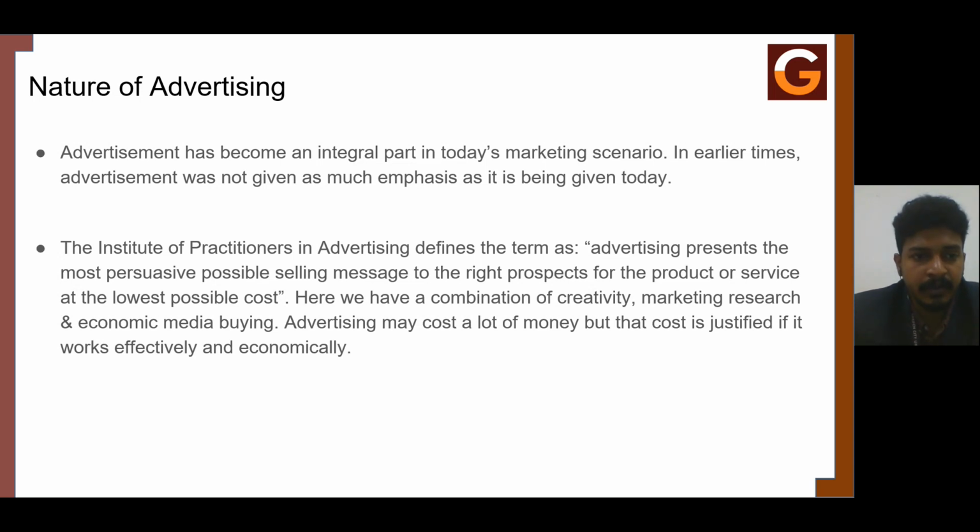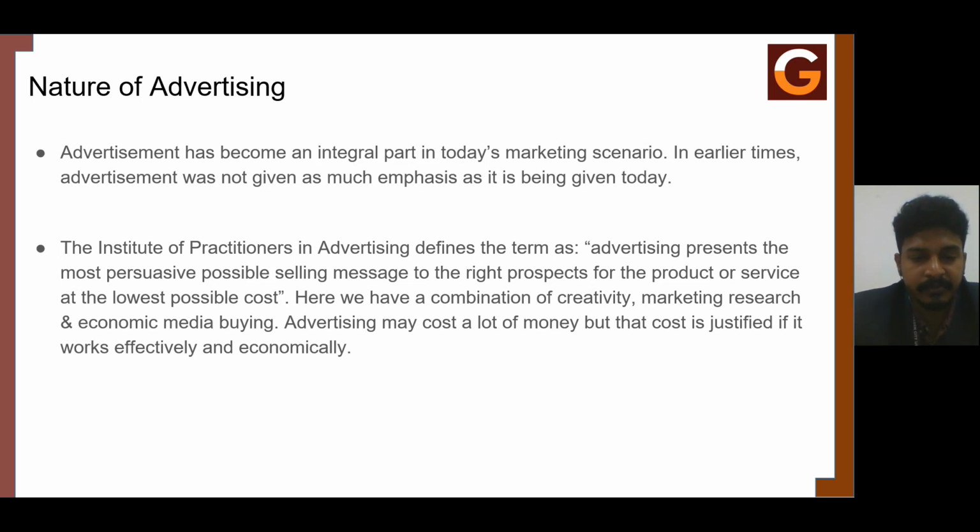The Institute of Practitioners in Advertising defines the term as: advertising presents the most persuasive possible selling message to the right prospects for this product or service at the lowest possible cost. So if you break down that definition into three, you can see that one, it is about the message and the way the message is being told, which is in the most persuasive possible way. Second part, who are we selling it to? To the right prospects for the product or service. And the right prospects would mean the target audience.